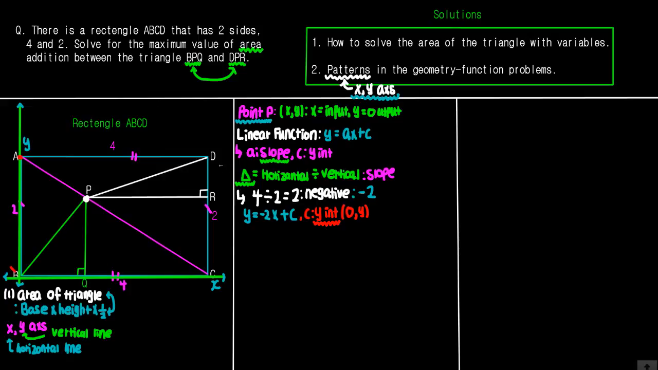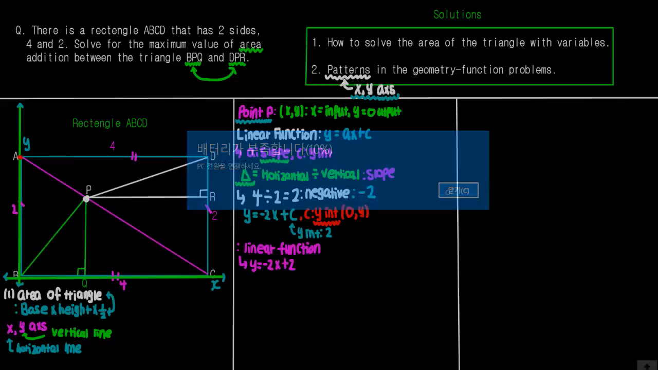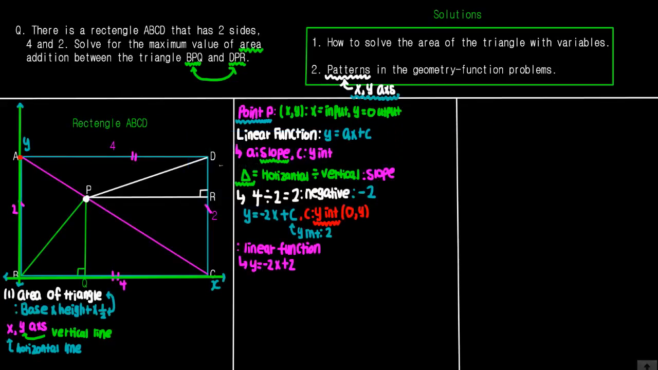And that point will be positive 2. So our c value, our y-intercept, will be positive 2. So we can finish our function. Our linear function for this question will be y is equal to our slope negative 2x plus our y-intercept 2. And now we can use our property that point P, which is the most important point in this geometric problem, will be satisfied in our linear function y is equal to negative 2x plus 2.